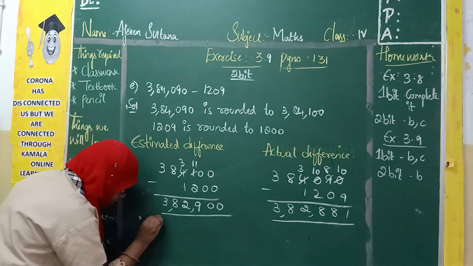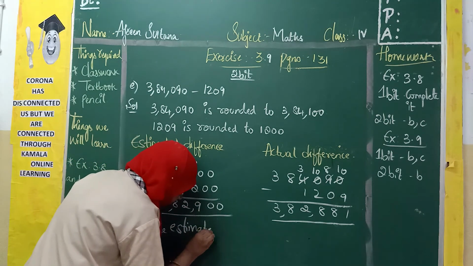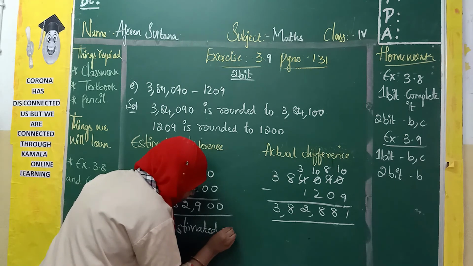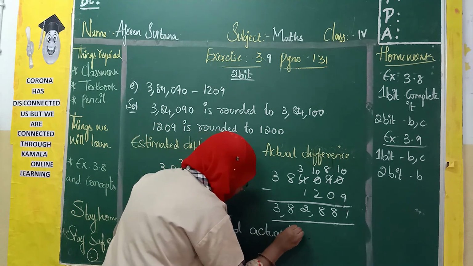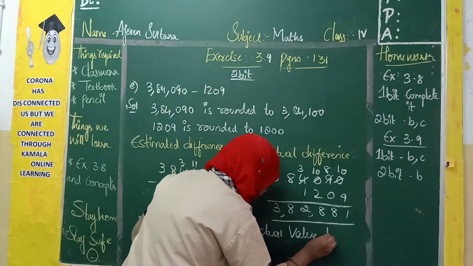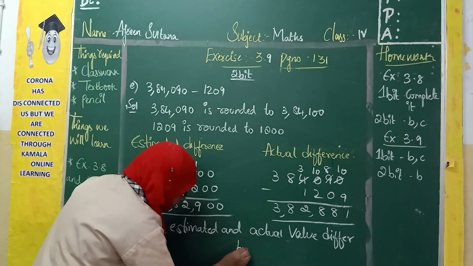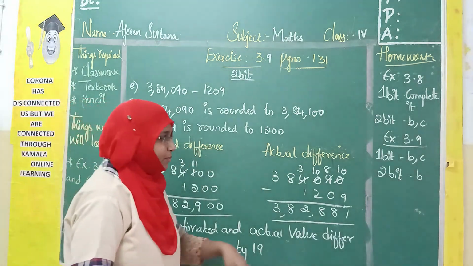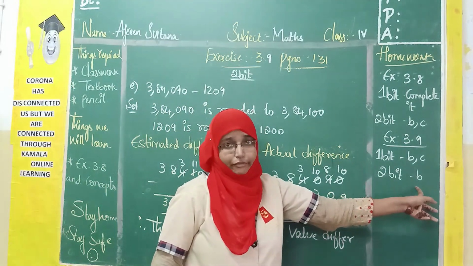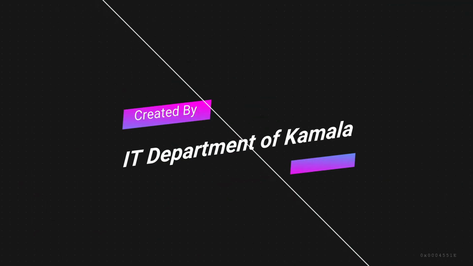Therefore, the estimated and actual value differ by 19. Okay. The same model you can go with D. So in the second bit you just do only one problem, that is D. So this is your today's homework.